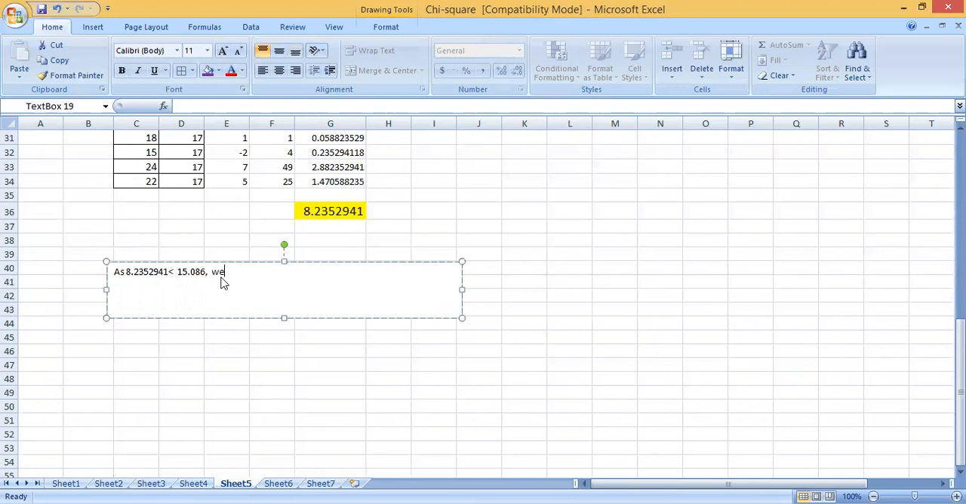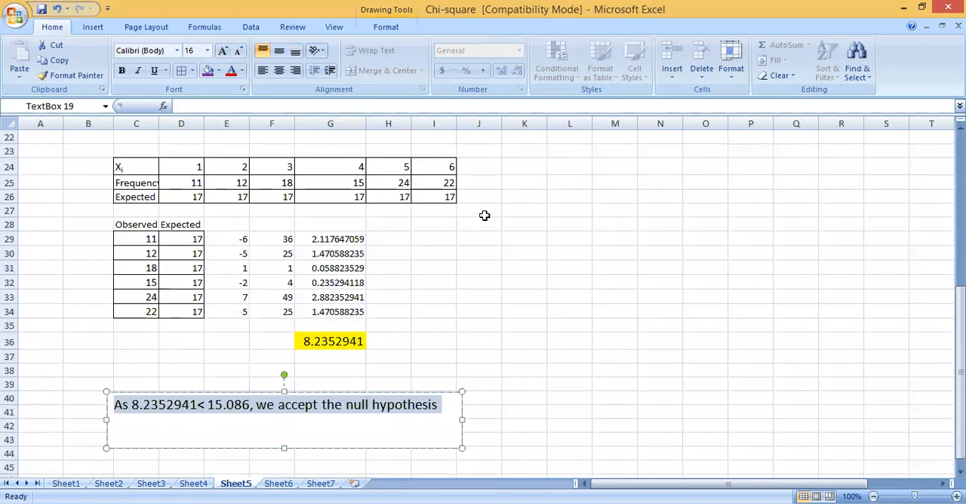We accept the null hypothesis. Okay, we accept null hypothesis. Clear?